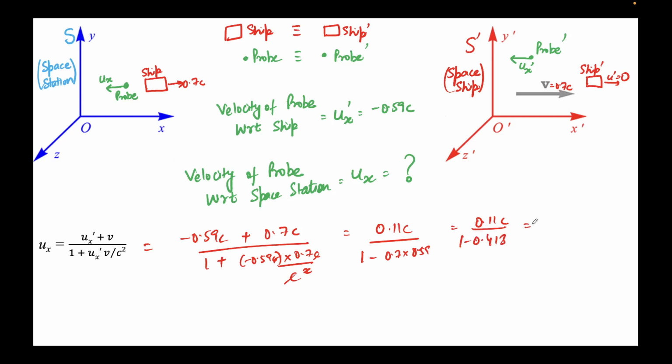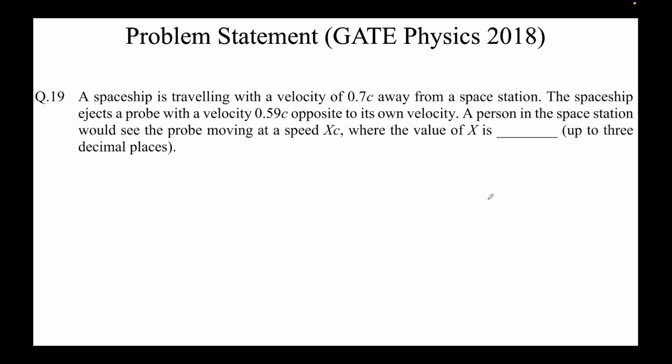So the numerator remains 0.11c, and the denominator comes out to be 0.587. Now I can simply do 0.11 divided by 0.587. This will come out to be 0.187c. So we have obtained the velocity ux as 0.187c, and this is equal to xc.